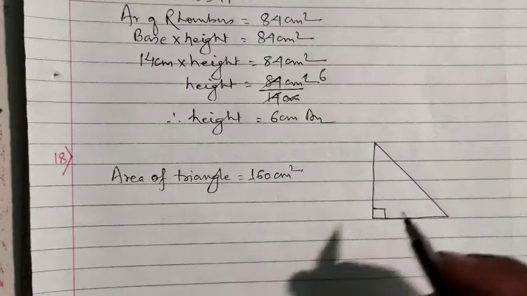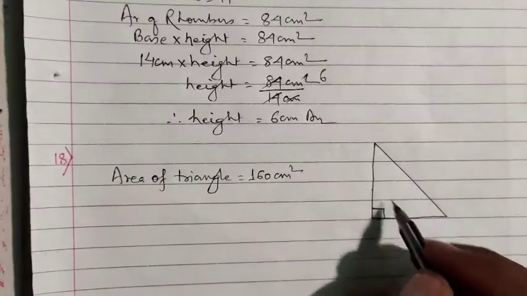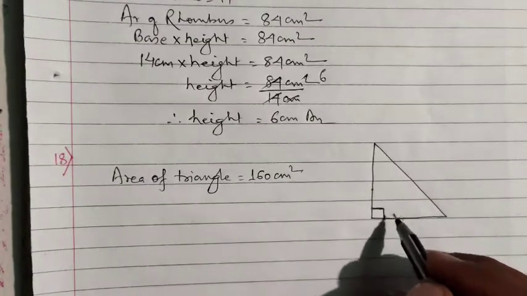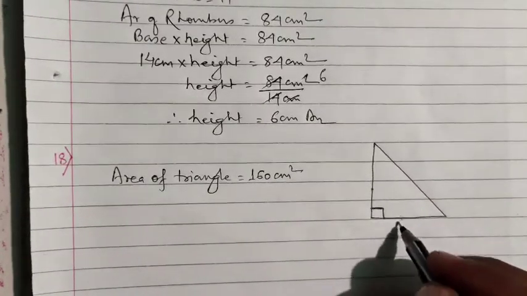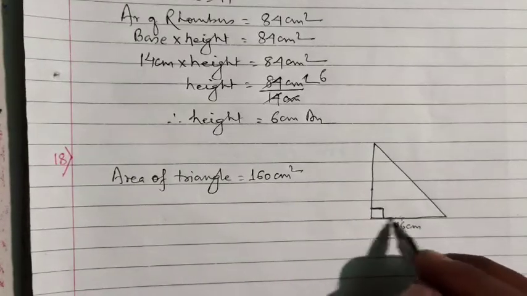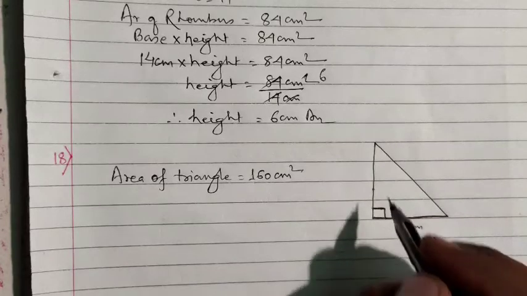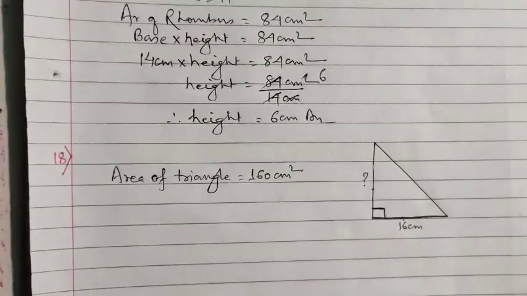These are the two legs of this triangle. These are the two main legs because it contains 90 degree. If one leg is 16 centimeter long, this one will be taken as base. If the base is 16 centimeter long, find the length of the other leg. It means we have to find the height.